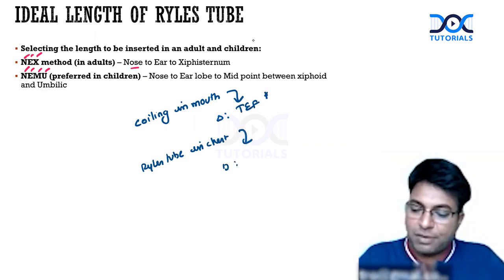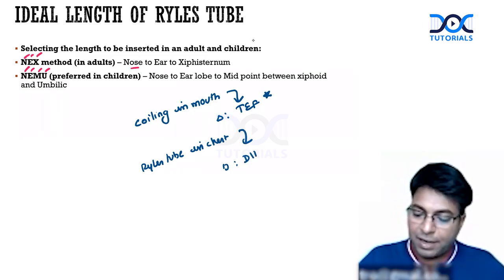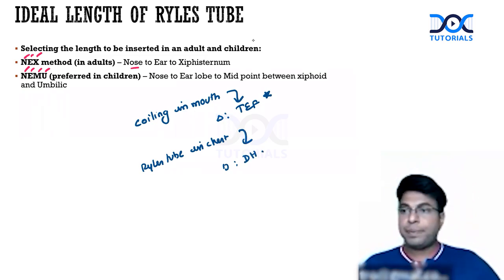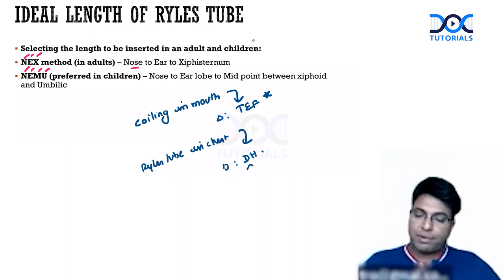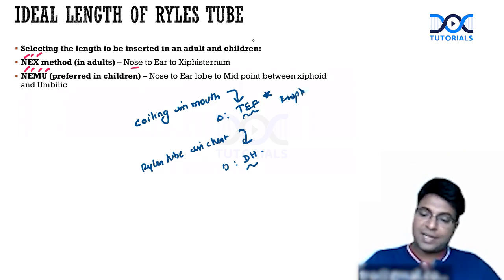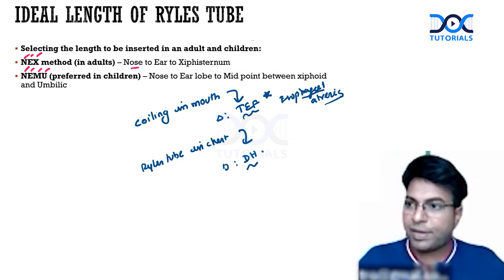Tracheoesophageal fistula is the answer for the first question. Ryle's tube in the chest: it is diaphragmatic hernia. It can be a congenital diaphragmatic hernia or an acquired diaphragmatic hernia. Actually, for the coiling, it is esophageal atresia. The correct answer is esophageal atresia. The tube will coil and come out of the mouth. Okay, so that's correct. Very good, Bhargav Patel.